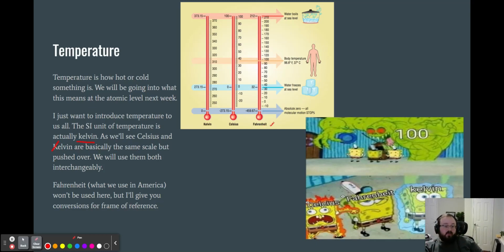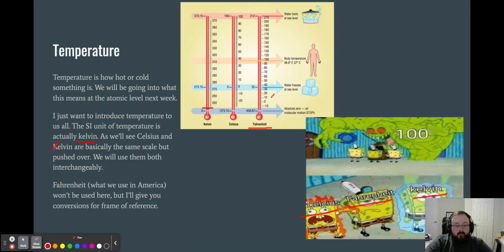We cannot use Fahrenheit. That's what we use in America for temperatures. We don't use that, but I will give you those conversions for the frame of reference. Because again, if you tell me something is 100 degrees, I know that Fahrenheit, 100 degrees Fahrenheit, that's a pretty hot day. 100 degrees Celsius, that is on fire. That's when water boils. But 100 Kelvin is freezing. 100 Kelvin is like, let's see, right around here or so.